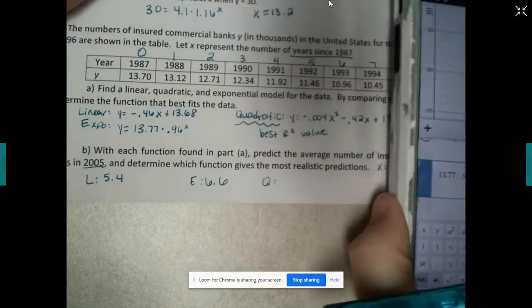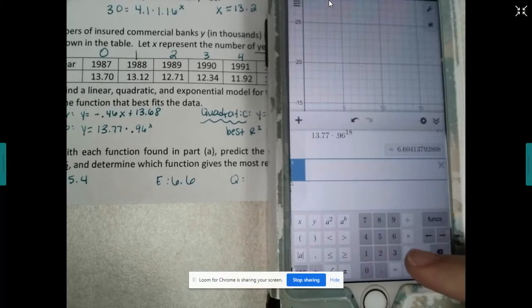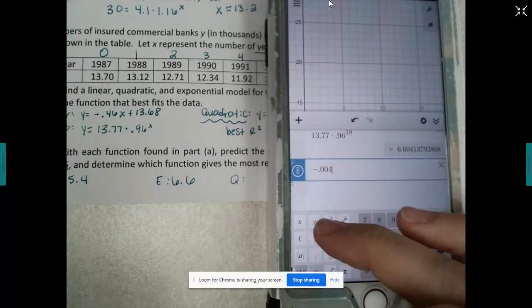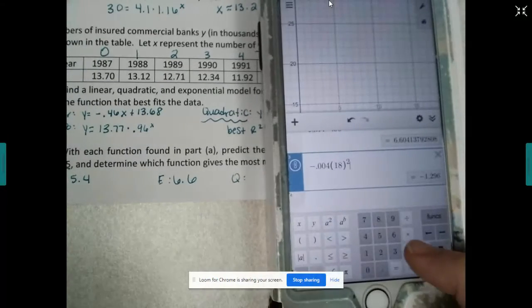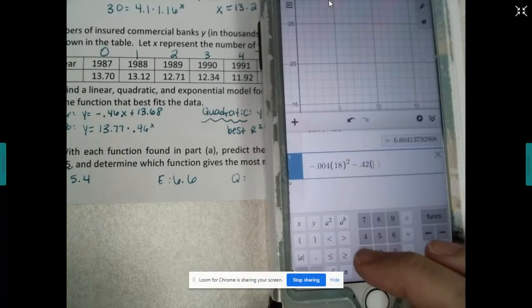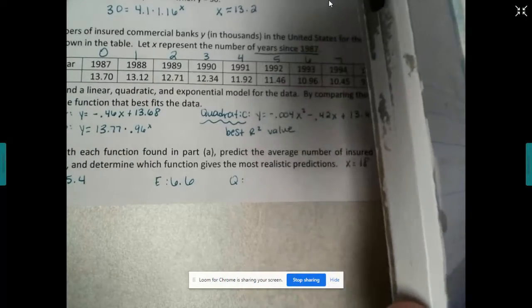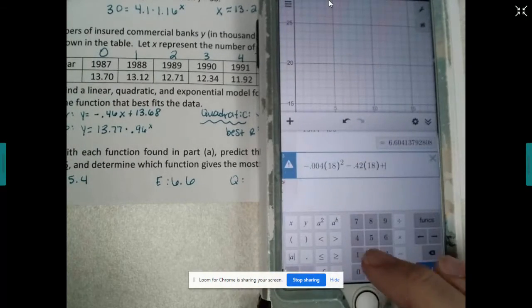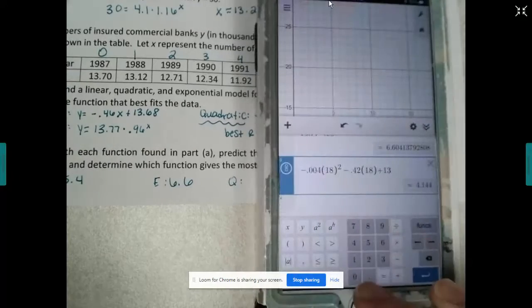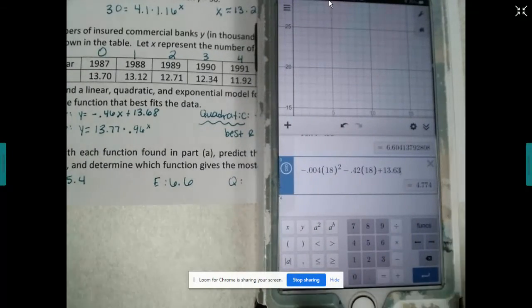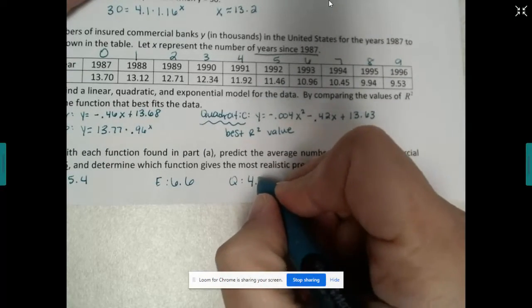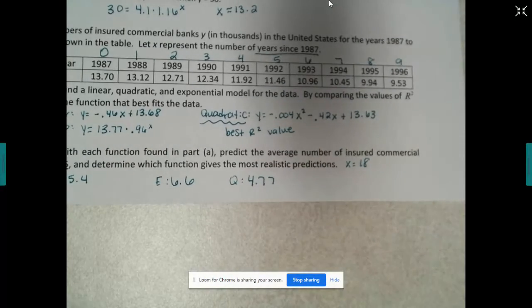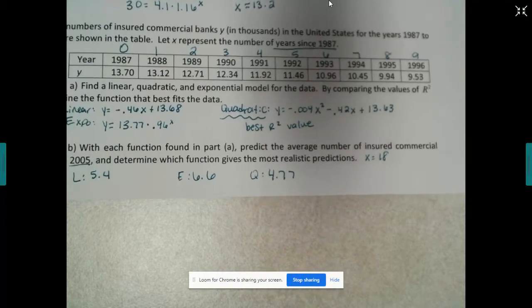And then for the quadratic, we've got negative 0.004 times 18 squared minus 0.42 times 18 plus 13.63. And so that gives us 4.77. So if we look at these, they're all pretty similar. They're all pretty close together.